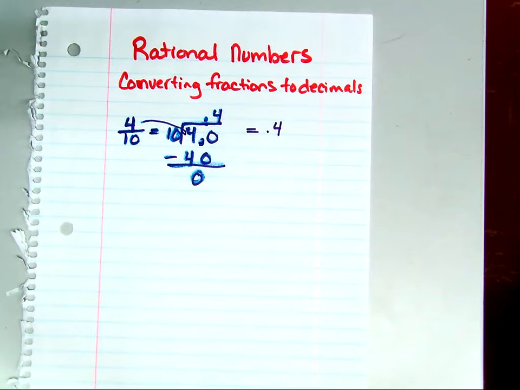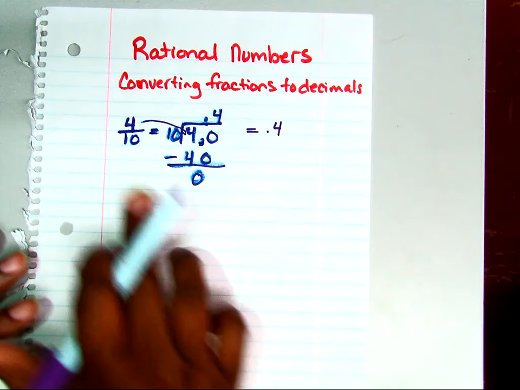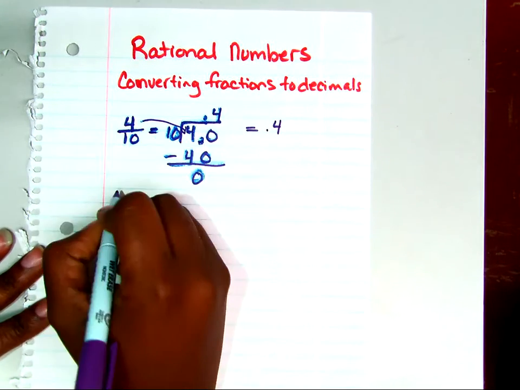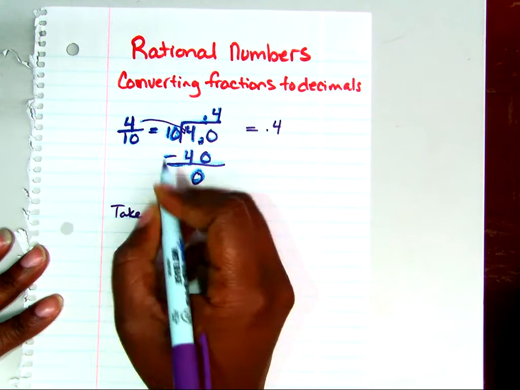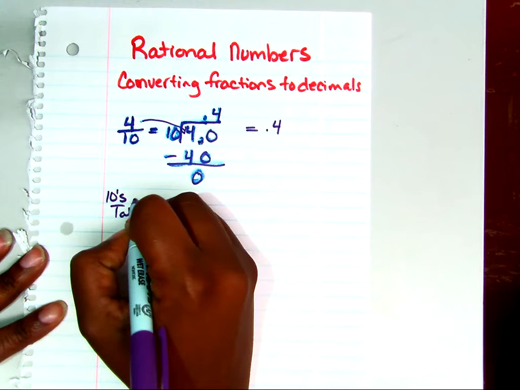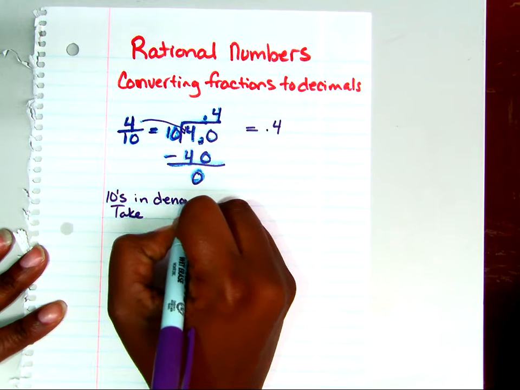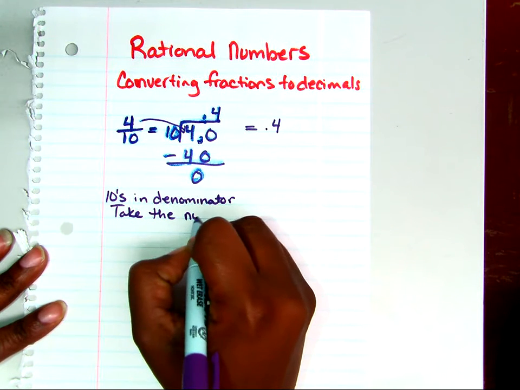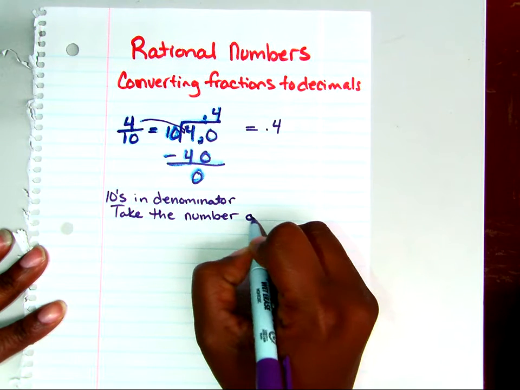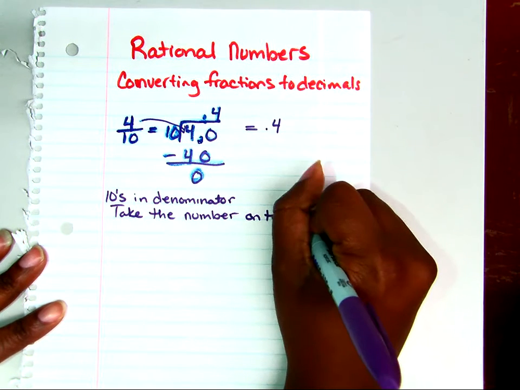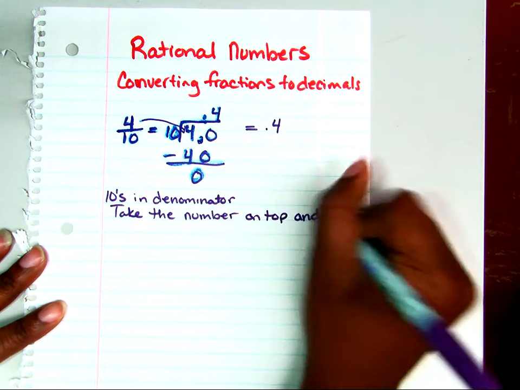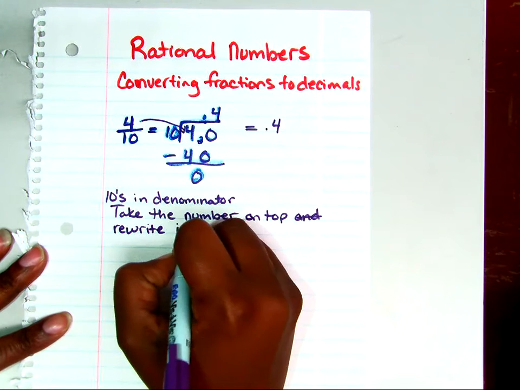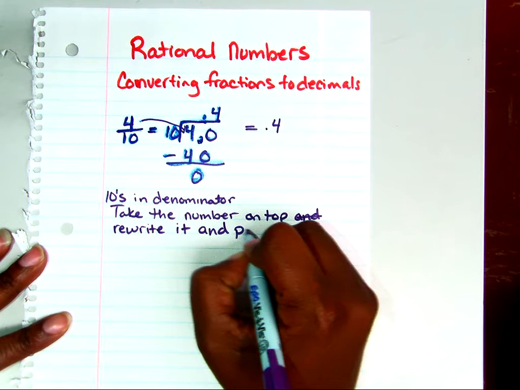That's it. A quick rule for anything over 10, or tens in the denominator: take the number on top, rewrite it, and put a decimal point in front of it.